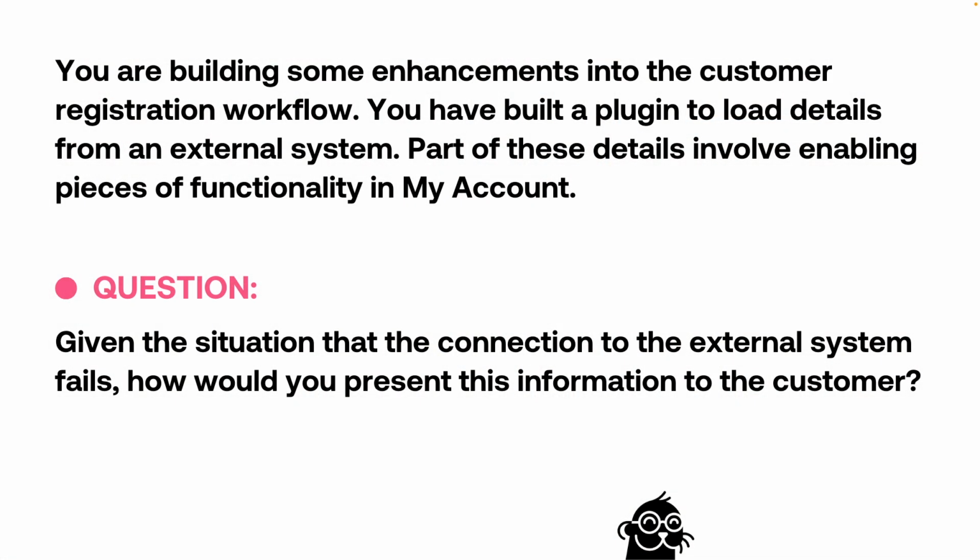You are building some enhancements into the customer registration workflow. You have built a plugin to load details from an external system. Part of these details involve enabling pieces of functionality in my account. So basically, when these details are loaded from the external system, then features are enabled in my account. Given the situation that the connection to the external system fails, how would you present this information to the customer? Very interesting question, and as always, we strive to have our questions be highly practical. This is a great situation in a B2B scenario, not out of the realm of possibility at all.